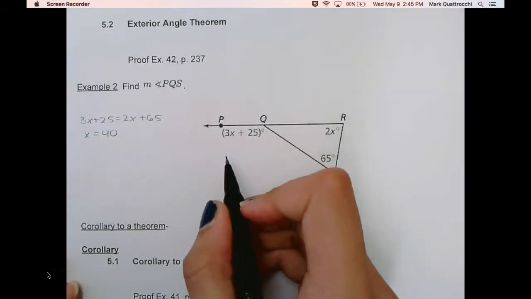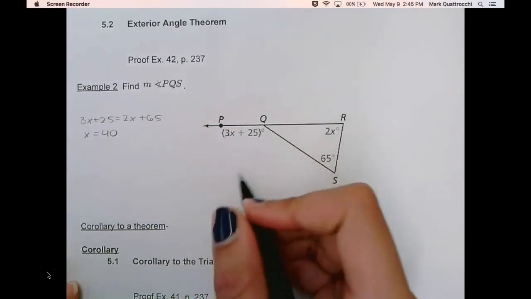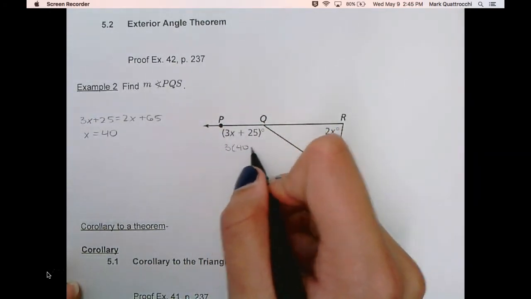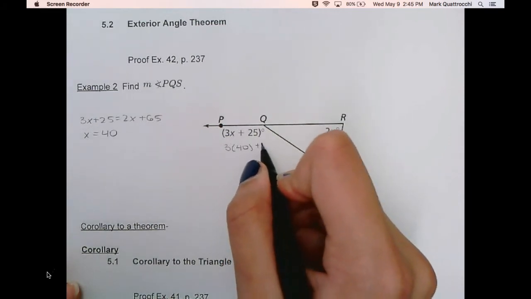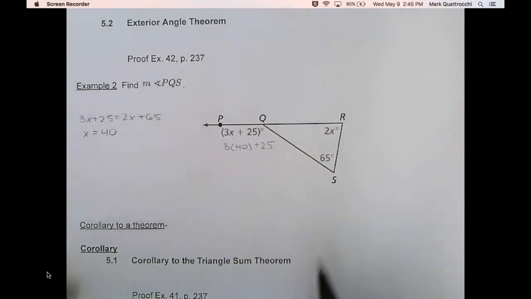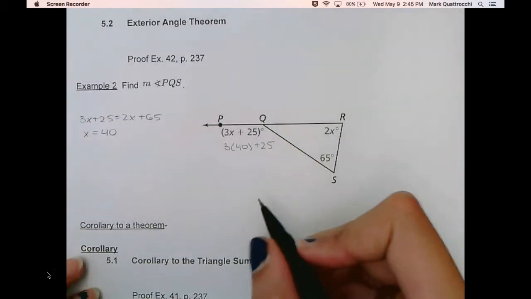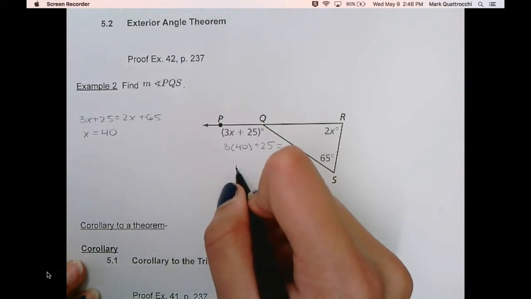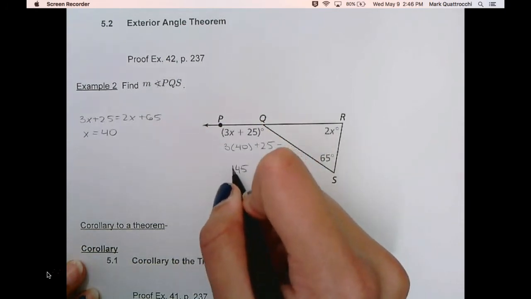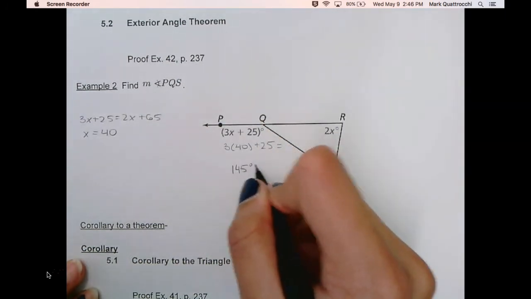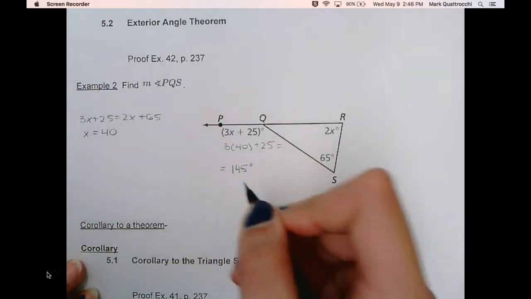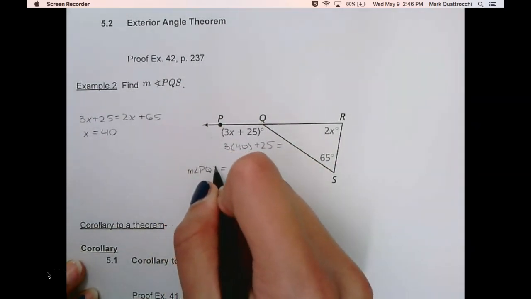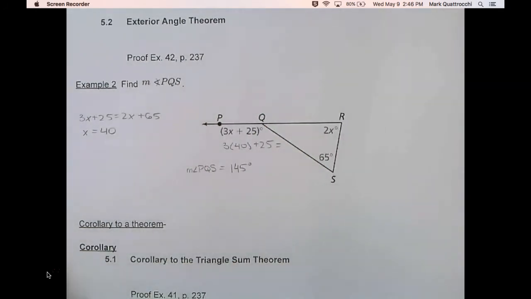And then we plug it back in to this. So 3 times 40 plus 25 equals this angle measure. And this equals 145 degrees. So the measure of angle PQS equals 145.